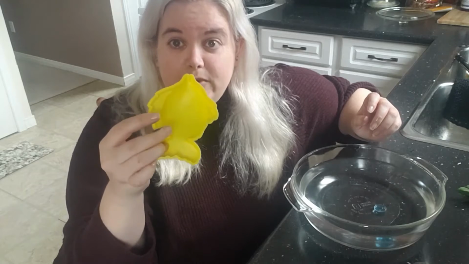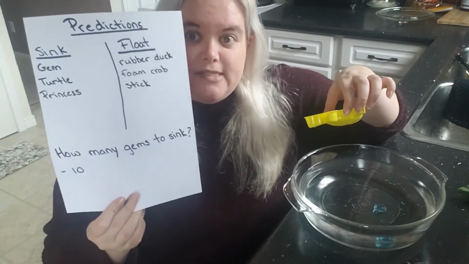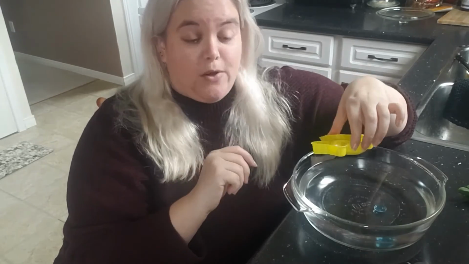So once you've done a few objects, seeing if they will sink or float with your predictions, next you can try to sink a boat. Now I don't have a boat at my house, so I'm just going to use this little fish. You can use whatever you want really, as long as there's no holes in it for the water and that it will float. And then I made a prediction on my prediction list. How many gems do I think it will take to sink my boat, which is this little fish? So I said I think it would take 10 gems.